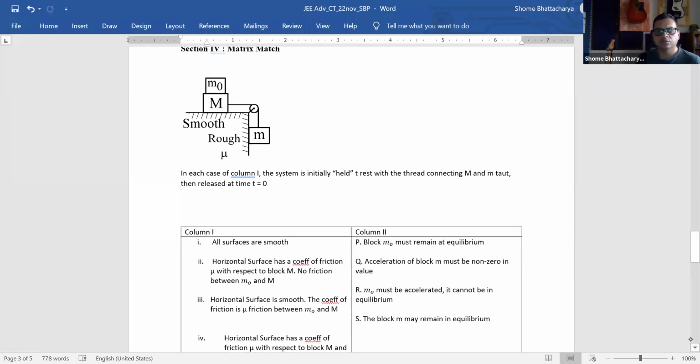Okay, now let's come to this one. This is also a very interesting question. So what is happening? Ignore this over here because each thing is telling you something different. The first part says all surfaces are smooth. So if all surfaces are smooth, what will happen? This capital M and small m will simply accelerate independent of that other one. There will be nothing happening on this.